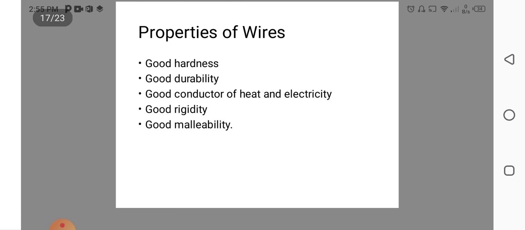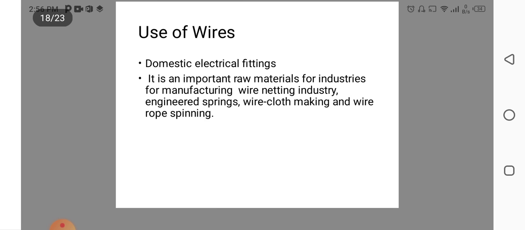So now we will be talking about properties of wire. It should have good hardness, durability, conductivity of heat and electricity, rigidity and malleability. Malleability means it can be converted from one shape to another, or you can convert the metal into thin sheets. Use of wire: mainly electrical fittings. It is an important raw material for industries, for manufacturing wire netting, springs, wire cloth making and wire rope spinning. So these are some of the uses of wire.